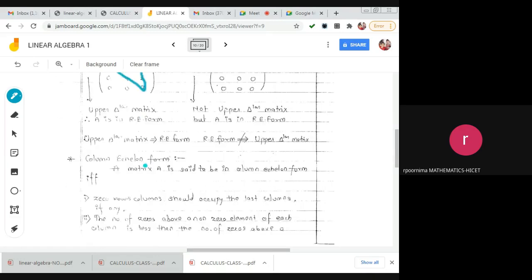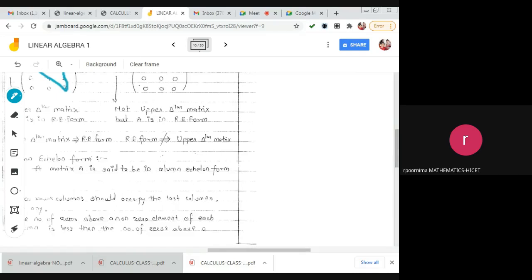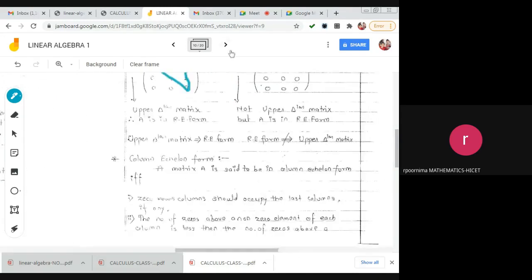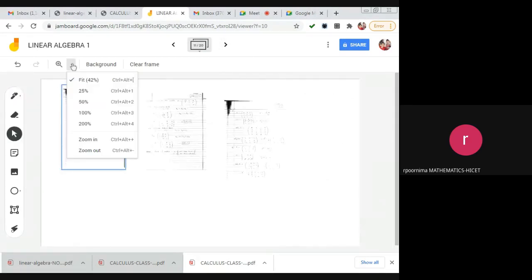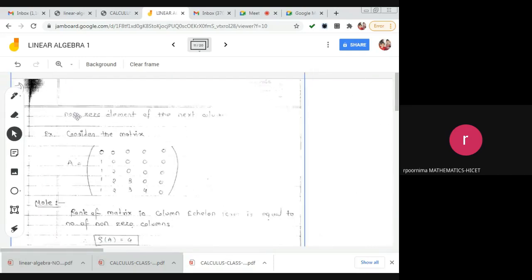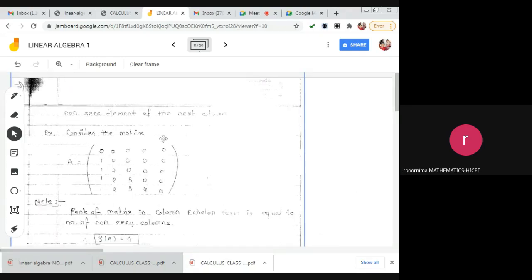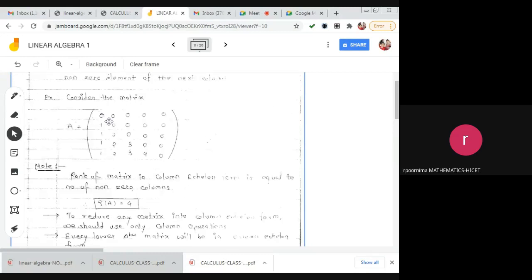Now the column echelon form. A matrix A is said to be in column echelon form if and only if zero columns occupy the last columns, if any, and the number of zeros above a non-zero element of each column is less than the number of zeros above a non-zero element of the next column. So consider the matrix A. First see it column-wise: 0, 1, 1, 1, 1, 1. Similarly 0, 0, 2, 2, 2, etc. Then 0, 0, 0, 3, 3, etc.